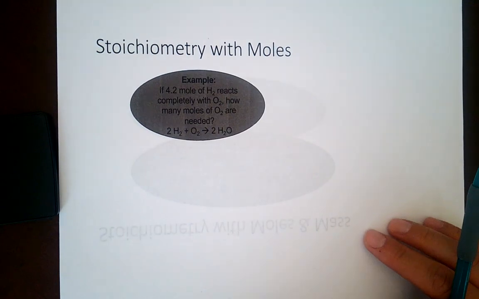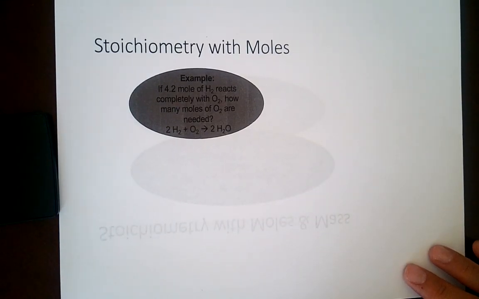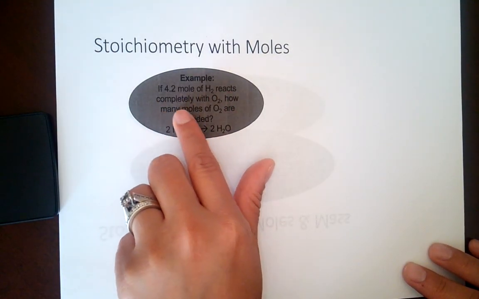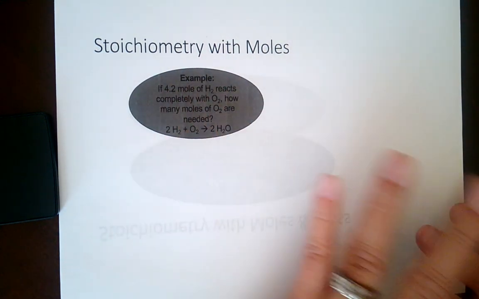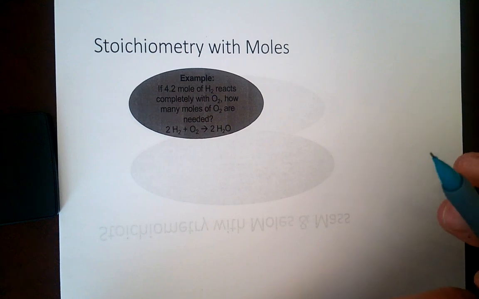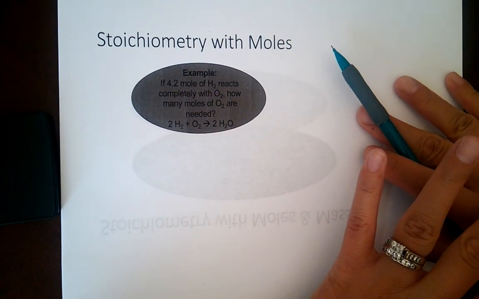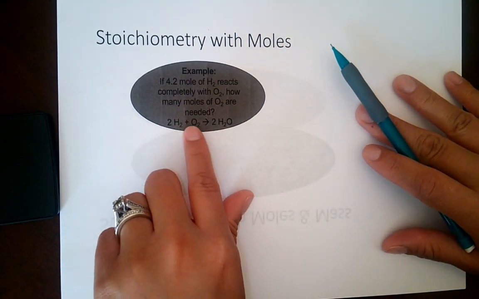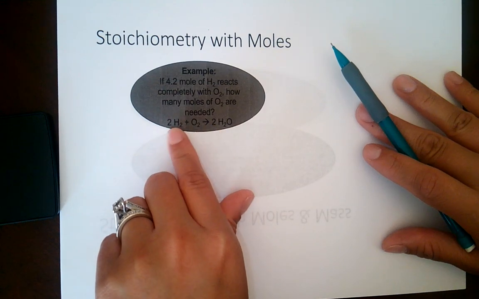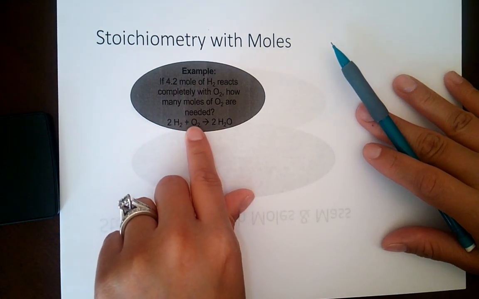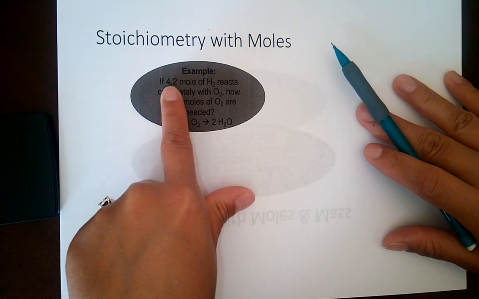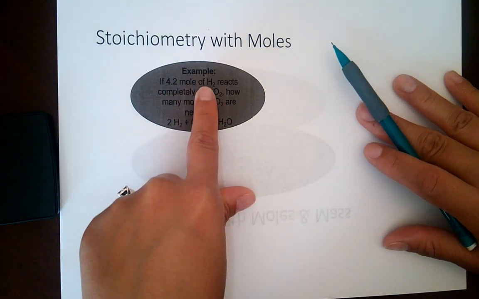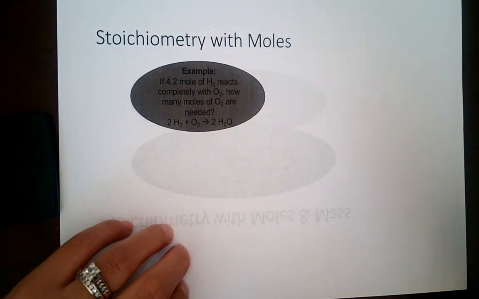So let's take a look at this. It says, if 4.2 moles of H2 reacts completely with O2, how many moles of O2 are needed? I know it sounds like a lot, but this is one of the simplest problems that we have. This is the chemical equation you're using: 2H2 plus O2 gives you 2H2O. So we're going to take what we have and what we know, which is 4.2 moles of H2.